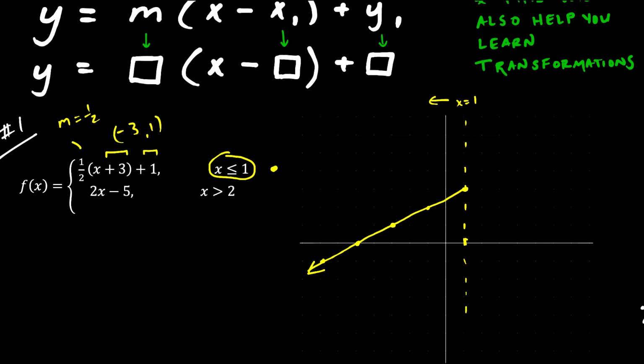Now, the second domain for our second equation is x is greater than 2. Notice it's not equal to, so it's going to be an open circle, a non-inclusive point. Let's go ahead and find 2, which is going to be right here. There will be a gap in this graph, and that's okay. That will happen. That's at x equals 2, and we're allowed to graph on that side.